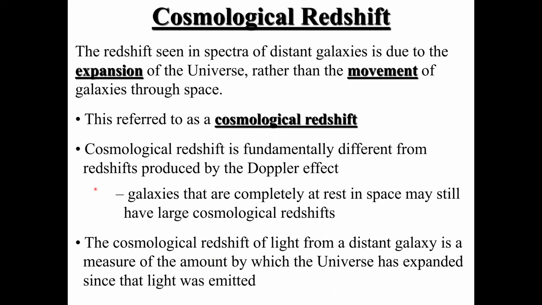Right, the redshift that we see in the spectra of distant galaxies is due to the expansion of the universe, and we talked about this before. From Hubble's law, the redshift that we see is due to this expansion of the universe. That is about the expansion of space itself, not because of the relative movements of galaxies with respect to one another. And this redshift has a name, called cosmological redshift. And remember, the redshift that we have due to relative motions we called the Doppler redshift.